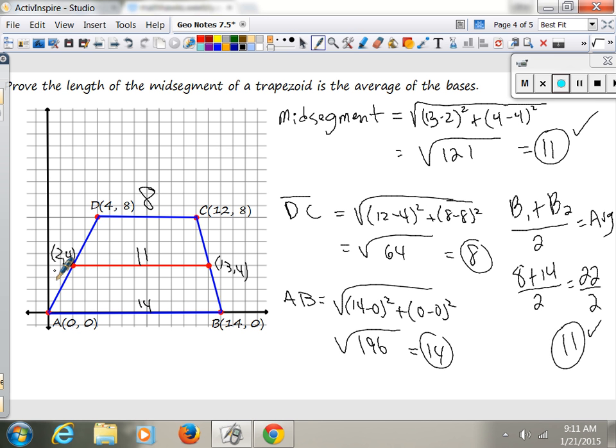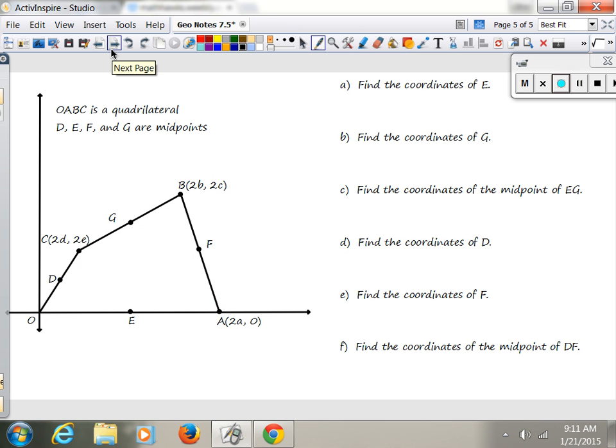Okay, got to move to the next one because we're going to finish this one before the bell rings. And it's got a few questions to it, so I just want to get this one done. If you need it, it'll be on the website later.